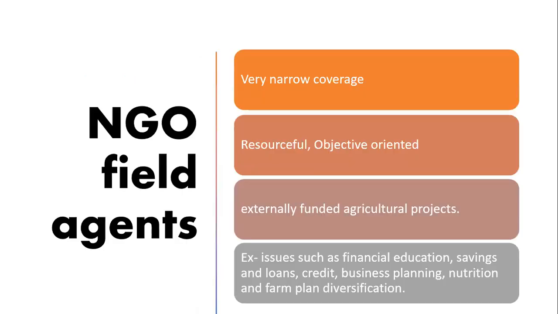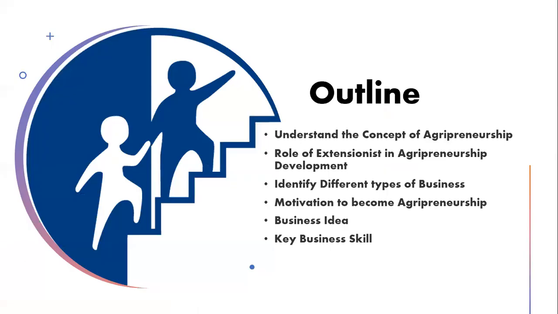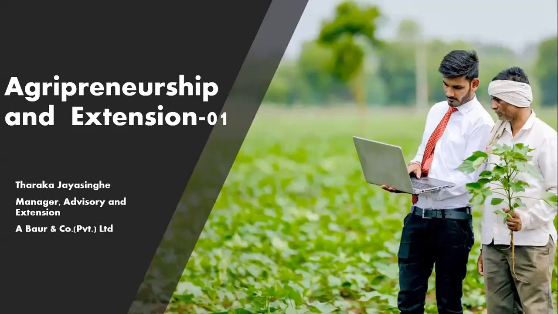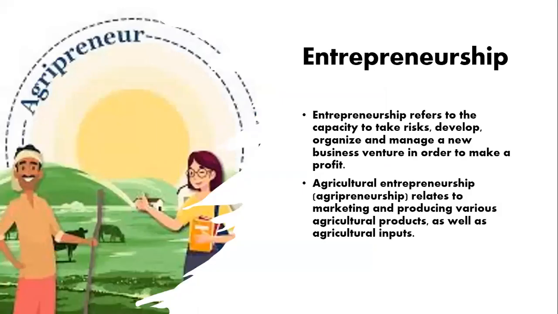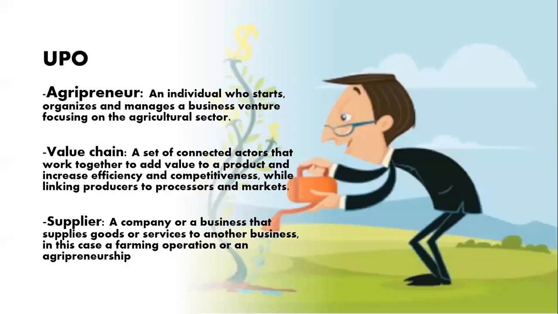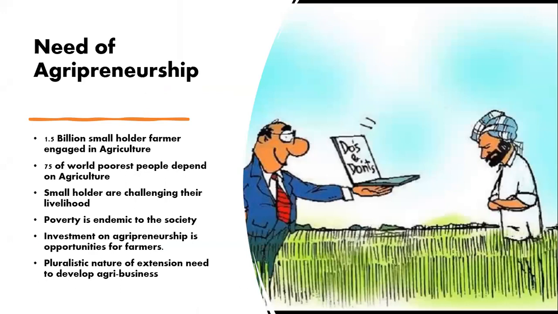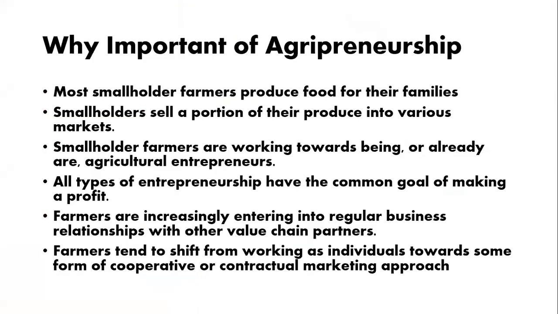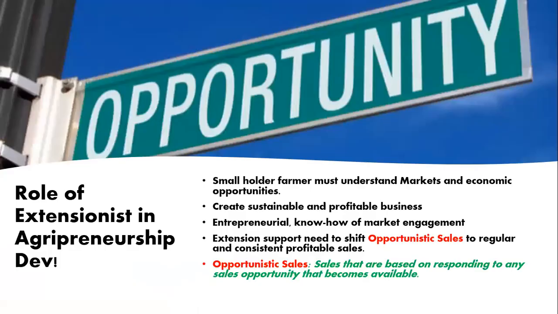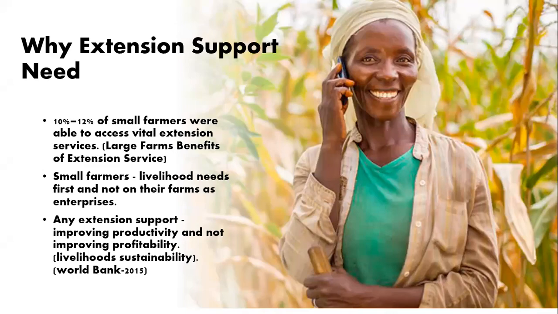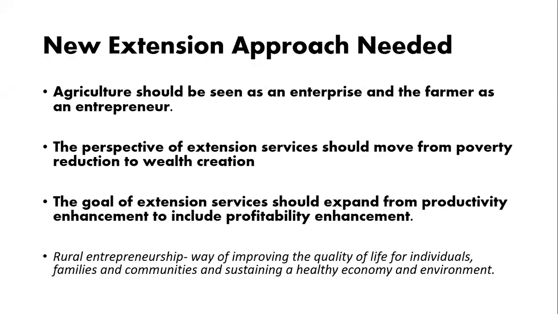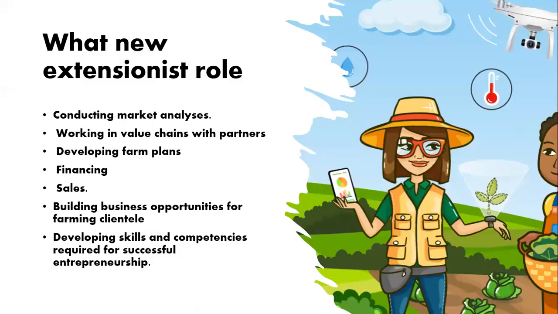Actually, with this presentation, we went through what agripreneurship and extension mean, and we identified that the market is shifting. Therefore, entrepreneurship is more vital, and with respect to agriculture, agripreneurship is more important to develop the smallholder sector, right? We identified why agripreneurship is important, what role extension has to play in its development, and the need for extension. Therefore, traditional extension should be converted to new extension.